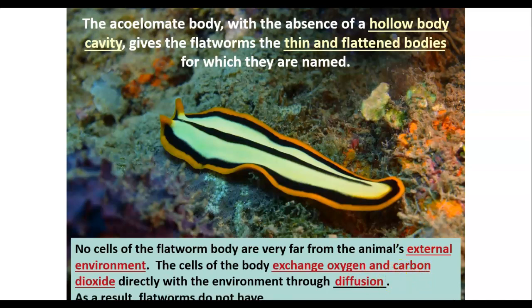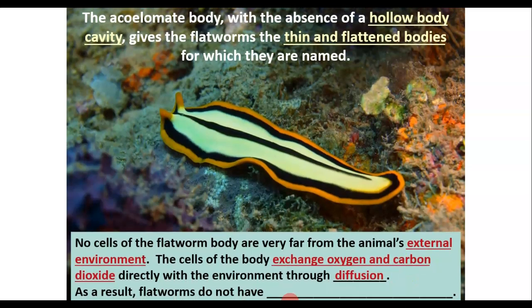Now, as a result, flatworms do not have a respiratory or a circulatory system. They don't need those things because diffusion is sufficient to get oxygen and carbon dioxide to where they need to go.